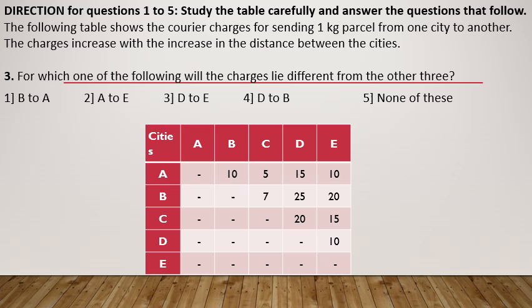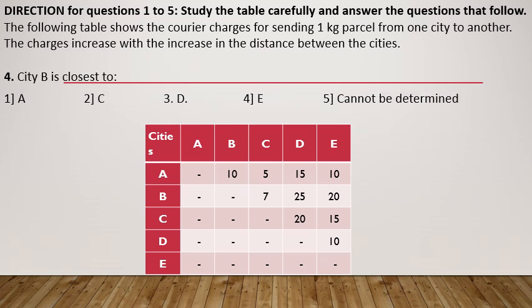Coming to the next question, question number 4. City B is close to. Let us check, first of all, for city A. The value of B to A is 10. If we check B to C, here we have the value 7. If we check B to D, here the value is 25, and if we check B to E, then the value is 20.